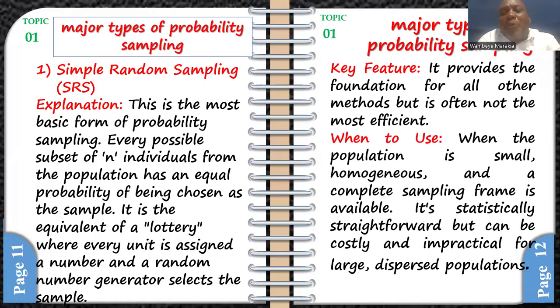When do we use this method? We use it when the population is smaller and homogeneous and a complete sampling frame is available. It's statistically straightforward, but it can be costly and impractical for large dispersed populations.